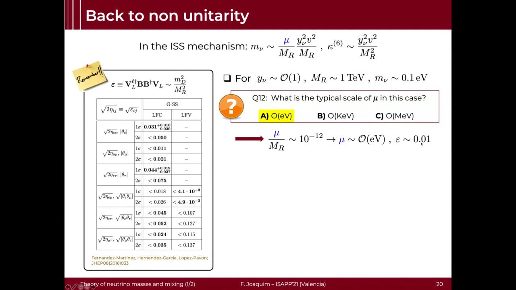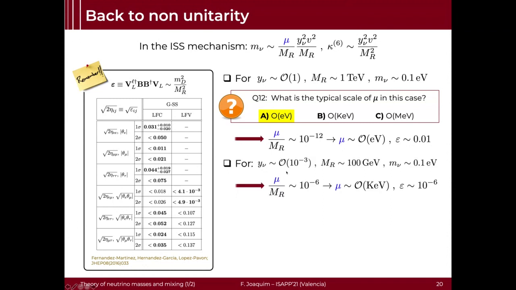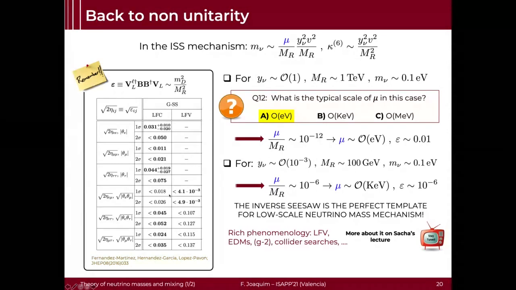So you see that automatically it's already excluded in some cases. You see that the square root of epsilon will be 0.1. And I have here constraints which tell me that the square root of epsilon has to be smaller than 10 to the minus 3. But if I now lower a bit the Yukawa couplings to order 10 to minus 3, which is not that small, and I lower the scale MR to 100 GeV, then I get epsilon of the order 10 to minus 6, which is safe, taking into account these constraints, okay?